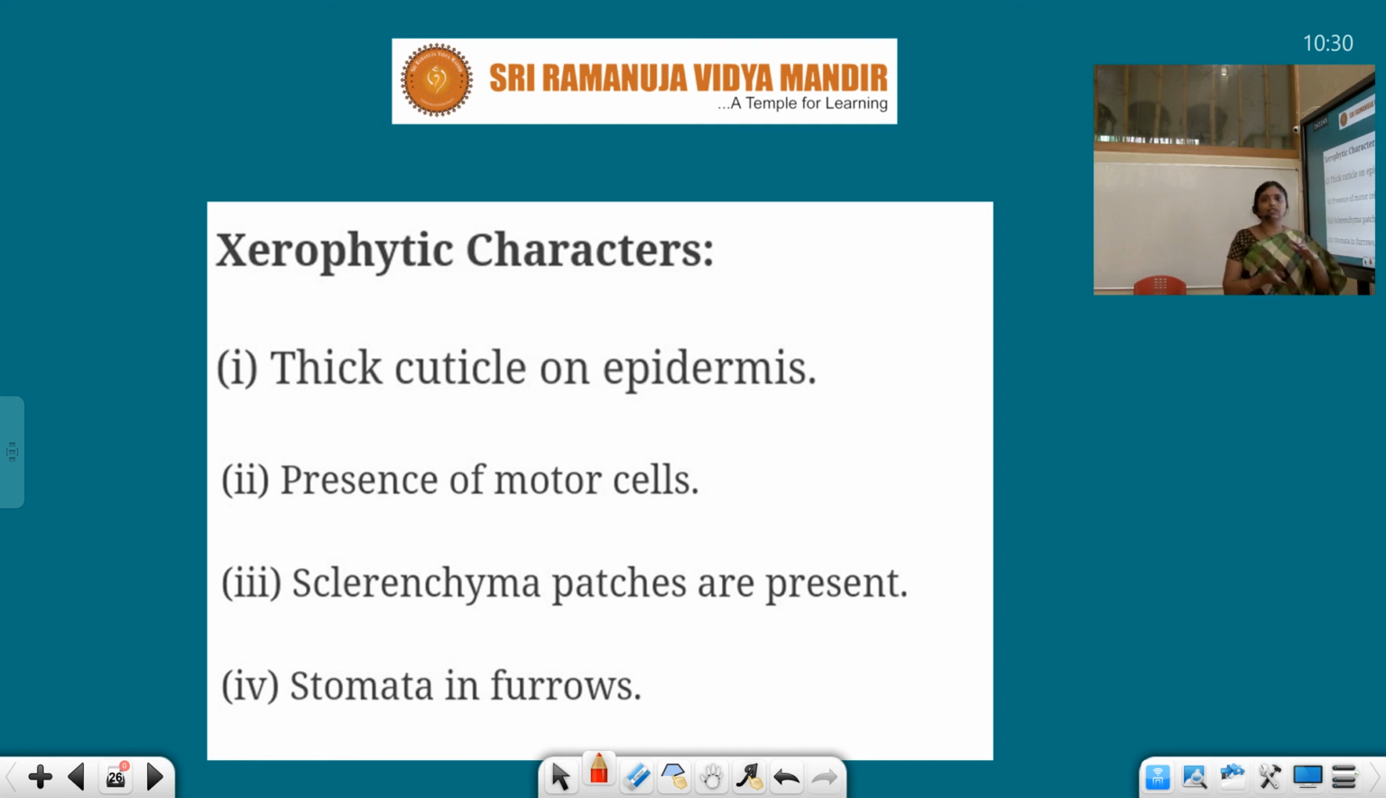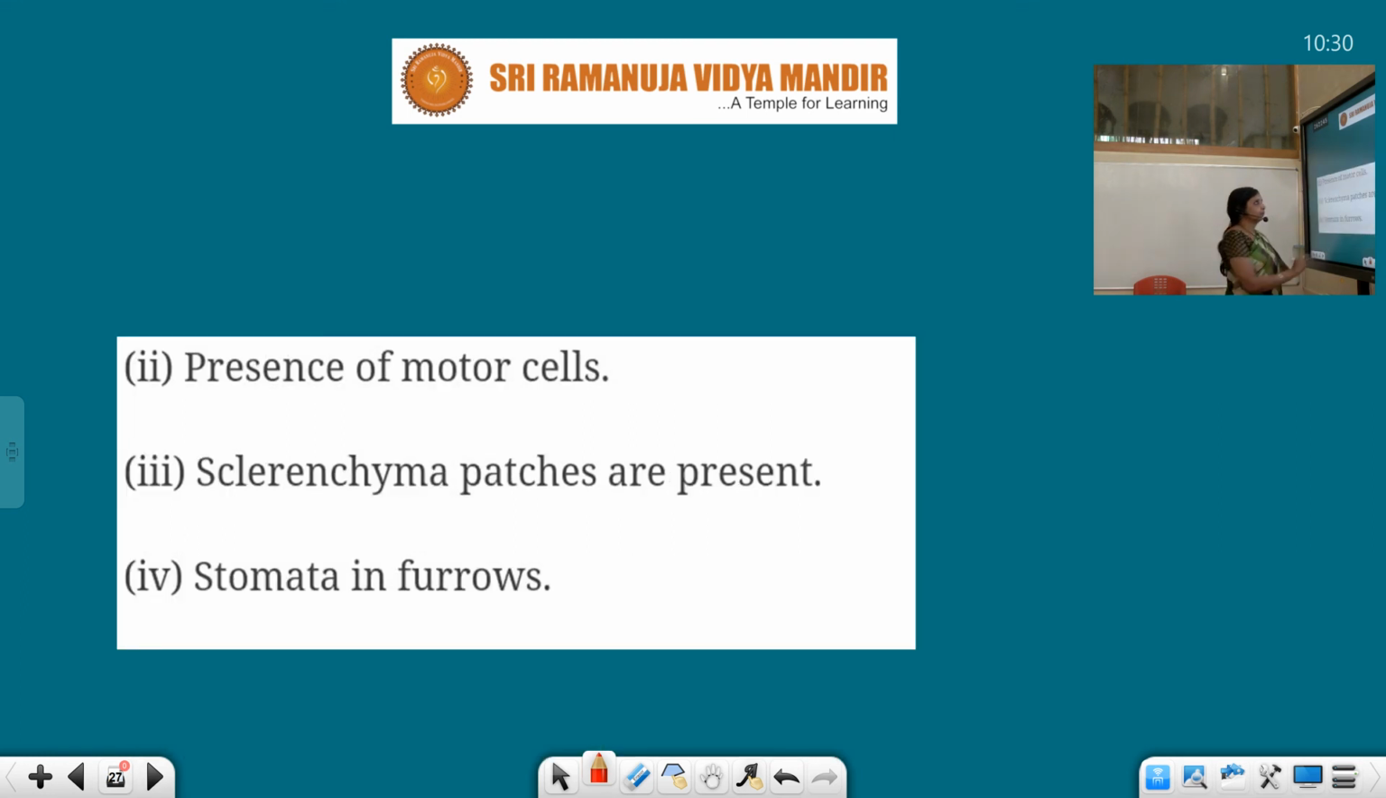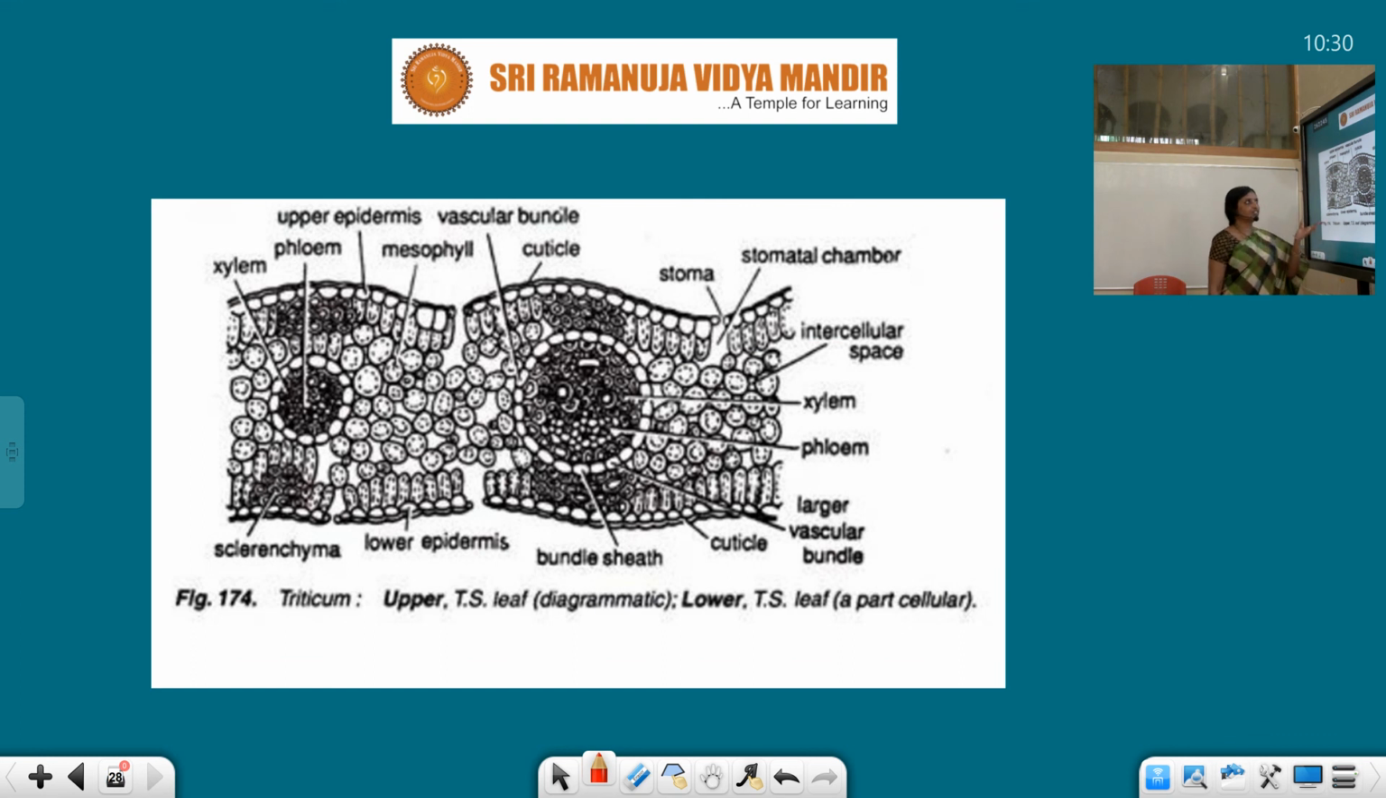In both the leaves we have seen epidermis on both sides, cuticle present, stomata present, and in the middle mesophyll cells present, and the vascular bundles in both leaves are conjoint, collateral, and closed. So this is the structure of the monocot leaf.